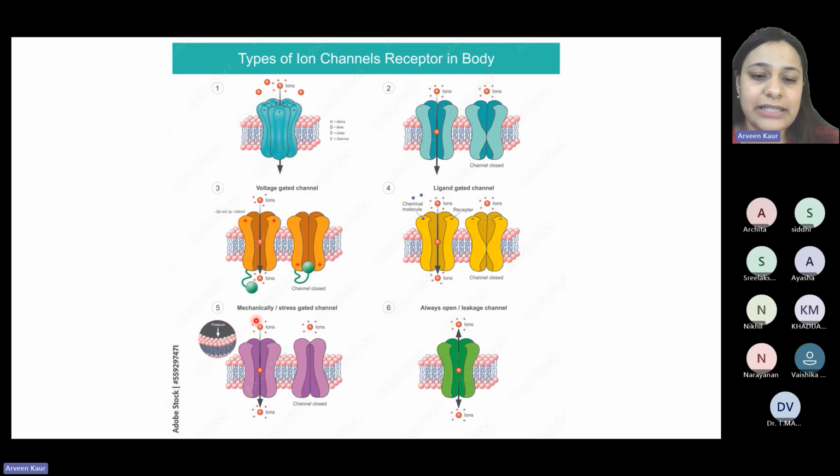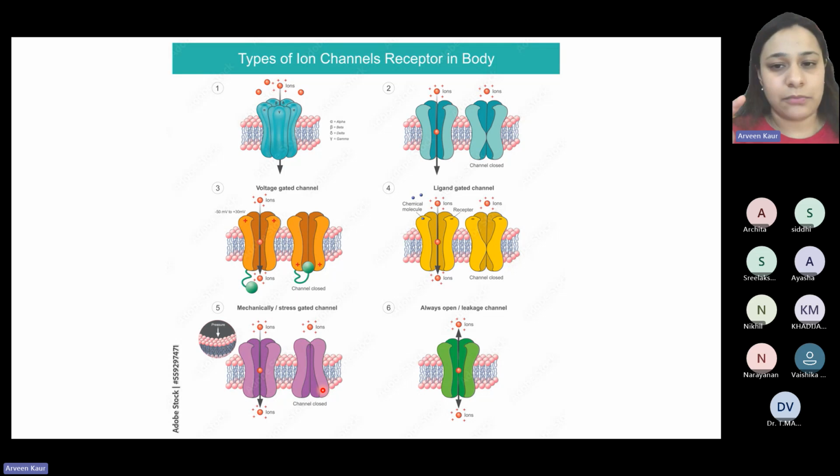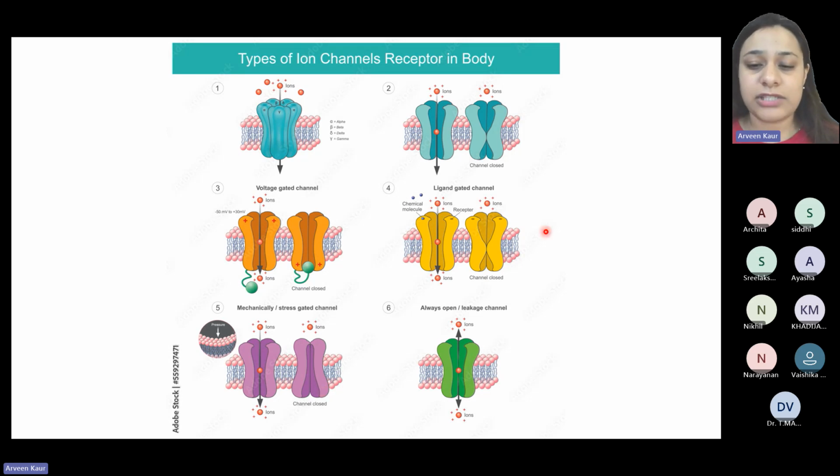The other could be the mechanically or stress gated ion channel, right? So this means that maybe this could be pressure gated channels or temperature gated channels, wherein only when a certain pressure is applied, these ion channels open up and they allow ions to pass through. And the fourth type is the always open or the leakage channels, right? So these have no closed state. They are always open and some amount of ions will always be going in and out of these channels, right?